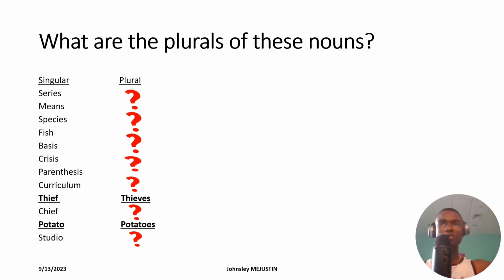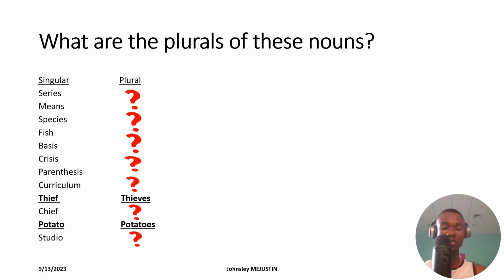So the general rule says you add s to a word in order to have its plural form. But how about these words? Because most of these words already end in s's. You see, series, it ends in an s. Means, it already ends in an s. Species, it already ends in an s. And basis already ends in an s. Crisis, it ends in an s. Parenthesis ends in an s. Most of these words already end in s's.